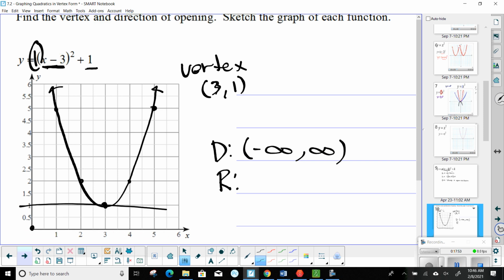Be careful, it's not the x value, it's the y value. So what is y when my line hits there? y is 1, right? It's always the y coordinate of your vertex. So it's going to go 1 to infinity, and I got it. So here's my domain and my range.